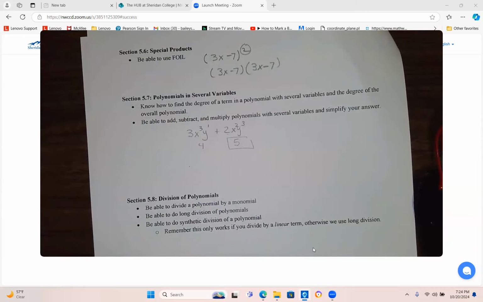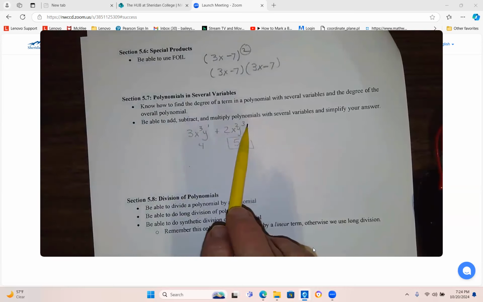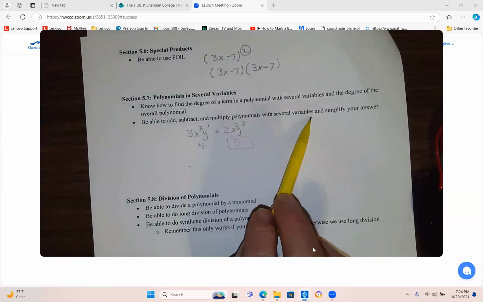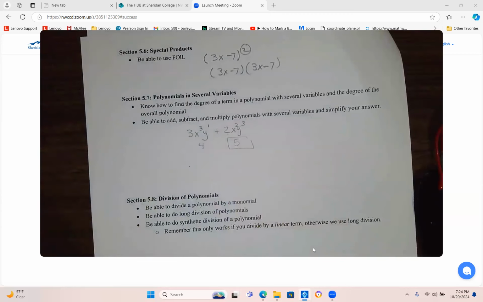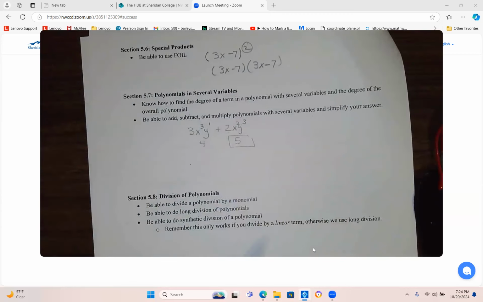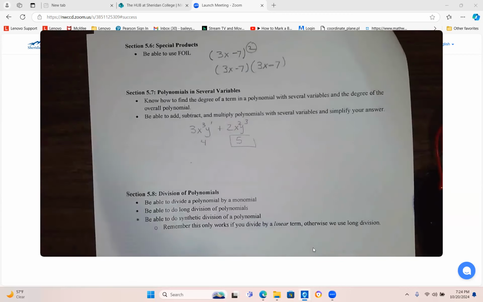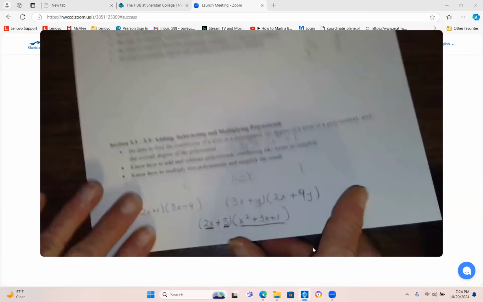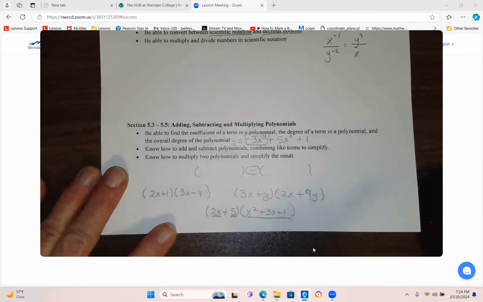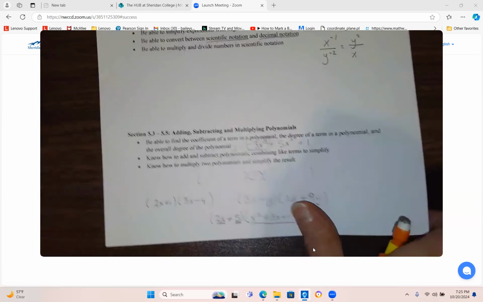Now also be able to add, subtract, and multiply polynomials with several variables and simplify your answer. And we kind of talked about that on the first page there at the bottom. Be able to multiply those together. Okay.